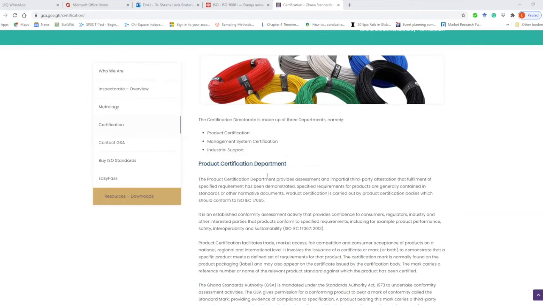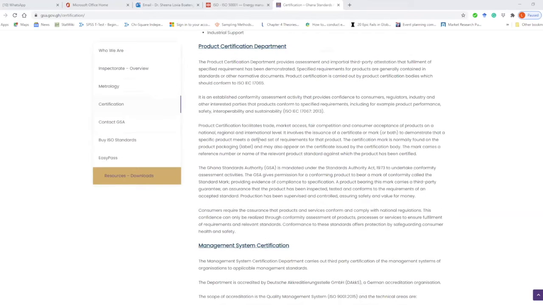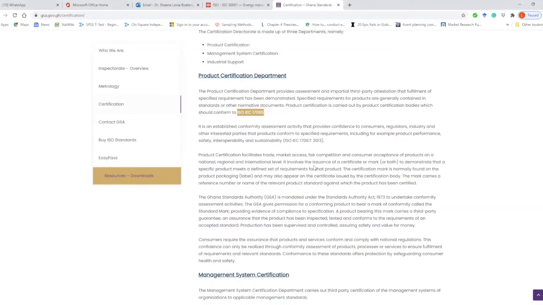Good. And you see that they have different levels of certification. They have product certification, management system certification, and then industrial support certification. Now, under product certification, you can see that they certify for what is this? ISO IEC 17065. Good. Remember, I told you that there are so many of the standards. So they can only keep up by using the numbers. So I taught you something right now about the numbering.